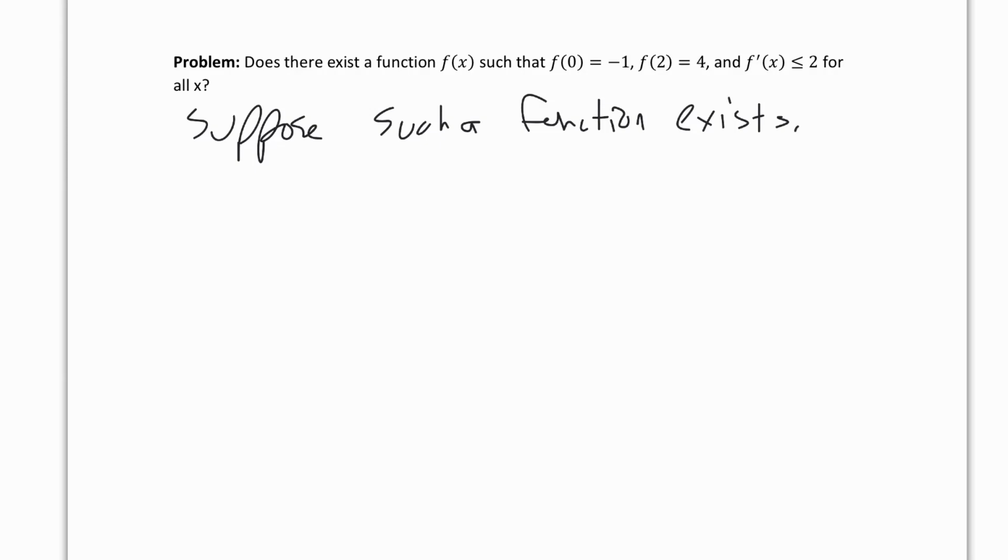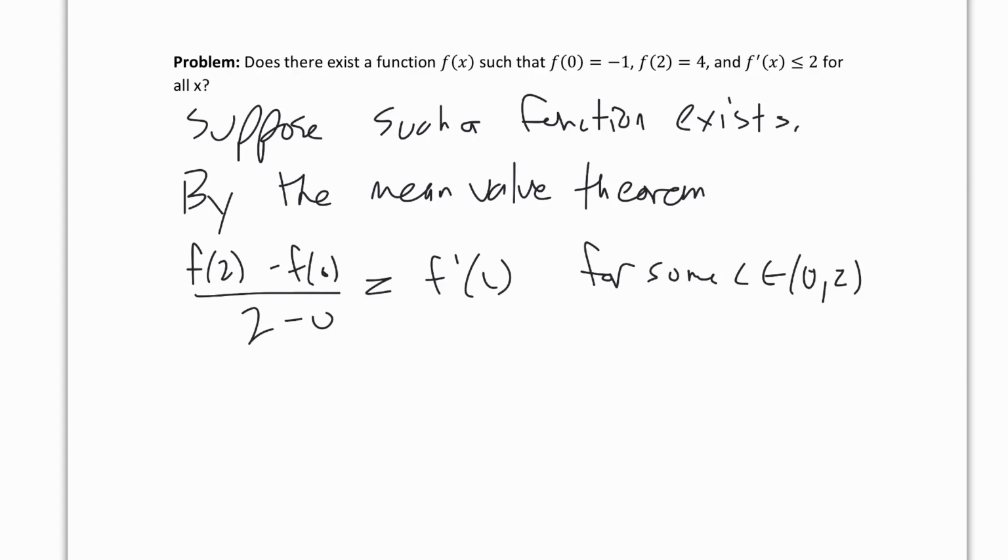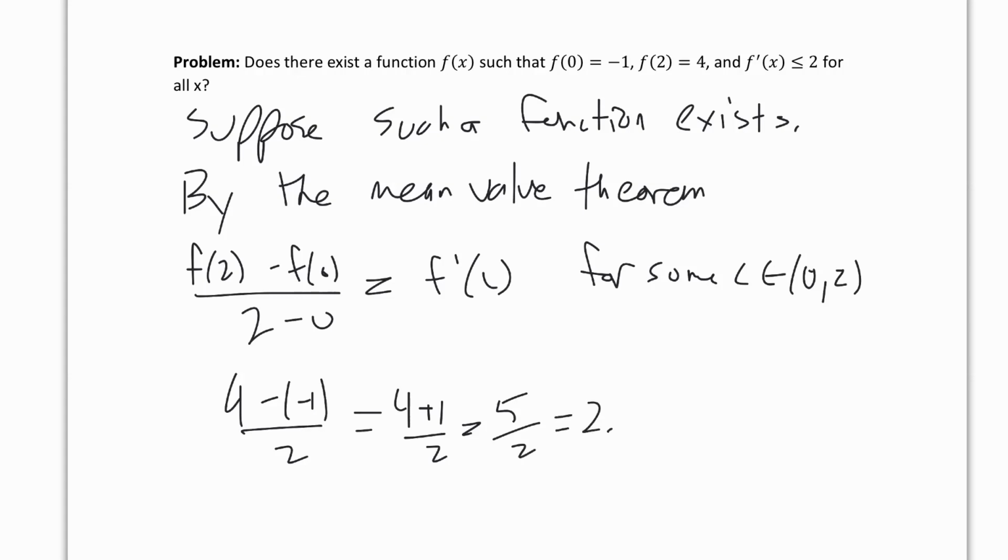Because the derivative exists, we know the function is differentiable. And if the function is differentiable, it's continuous. And if it's differentiable and continuous, we can use the mean value theorem on the function. So by the mean value theorem, we'd have the following: (f(2) minus f(0)) over (2 minus 0) would be equal to f'(c) for some c in the interval 0 to 2. Let's evaluate the left-hand side: 4 minus -1 over 2, so 4 plus 1 over 2, so 5 over 2, so 2.5. So 2.5 should be equal to f'(c).